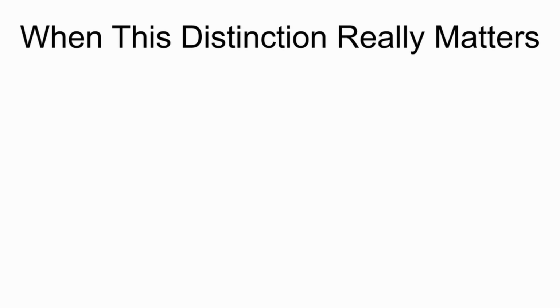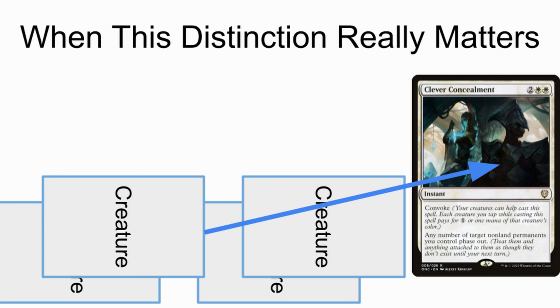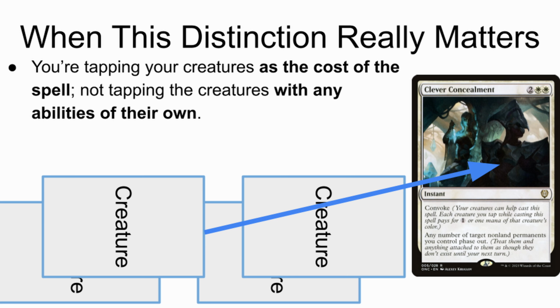Let's look at a scenario where understanding costs really matters. Suppose you're playing white. You've just dumped every creature in your hand onto the board, and the next player casts a board wipe on their turn. You can still tap your summoning sick creatures to pay the convoke cost of Clever Concealment, because tapping them is the cost of the spell, and not any cost associated with creatures themselves. So it doesn't matter if they have summoning sickness or not. If you don't understand this distinction, then you've probably just lost the game.